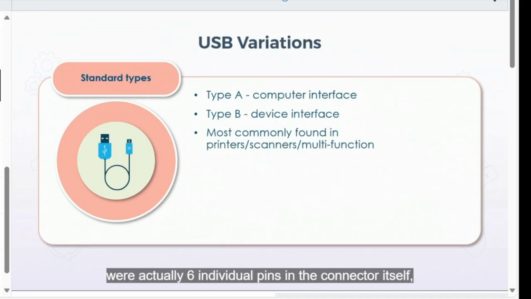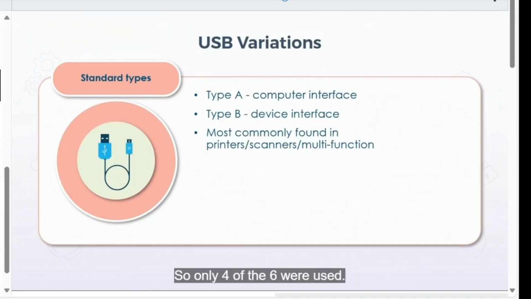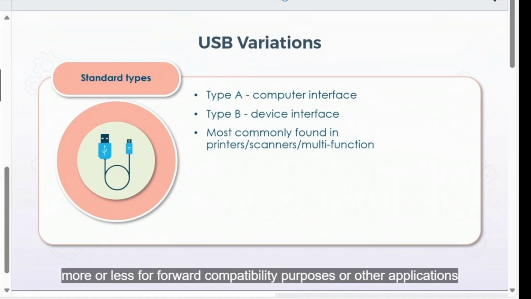Type A would be the end that plugs into the computer, and Type B would be the end that plugs into the printer itself, and they are physically different from each other. So there's no way that you could plug in the wrong end of the cable into either the computer or the device. It has to go in a particular manner.